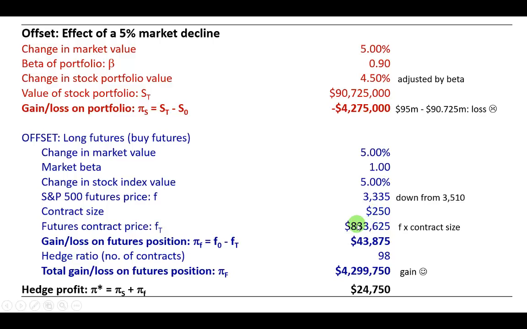All right, that represents a 5% decline multiplied by the contract size of $250. That gives you a futures contract price of 833,625, which is the product of these two numbers. So what is this telling us?